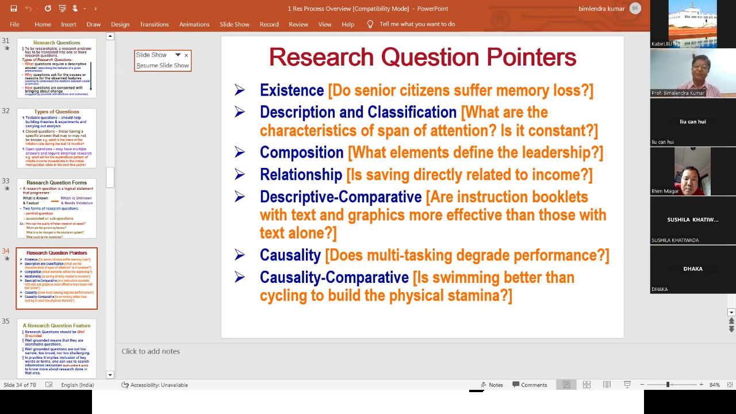For descriptive comparative: are instruction booklets with text and graphics more effective than those with text alone? Causality: does multitasking degrade performance? Then causality comparative: is swimming better than cycling to build physical stamina? So these are some of the points which can be undertaken for making research questions.